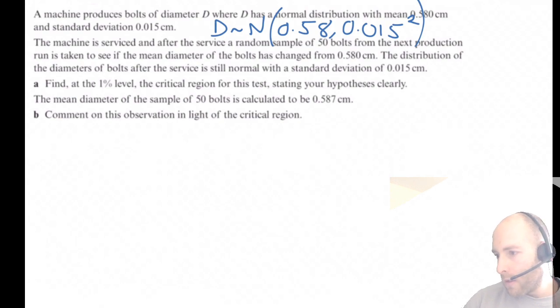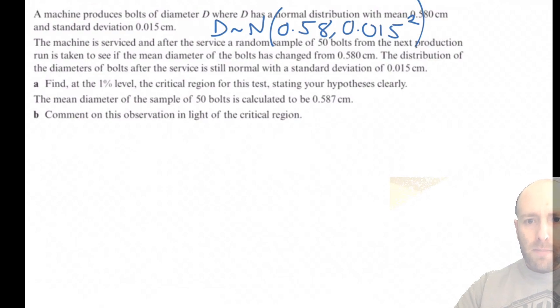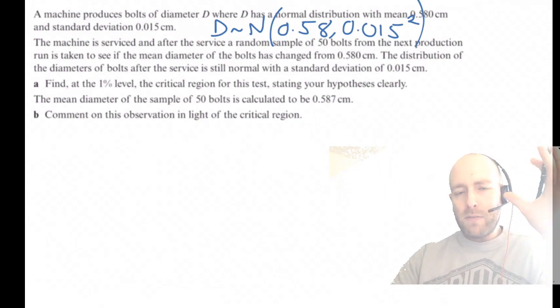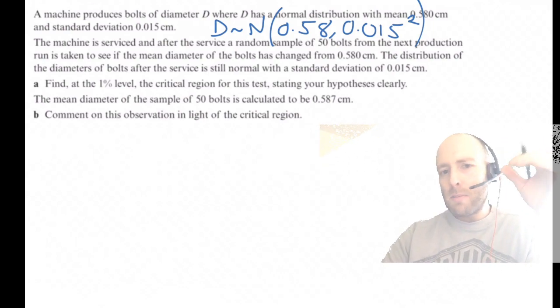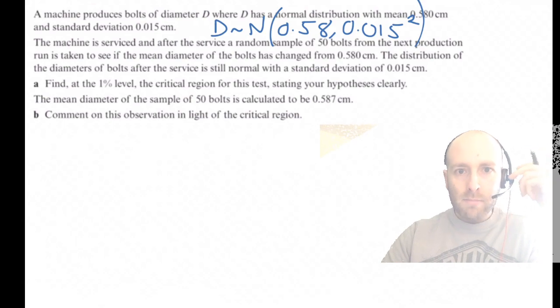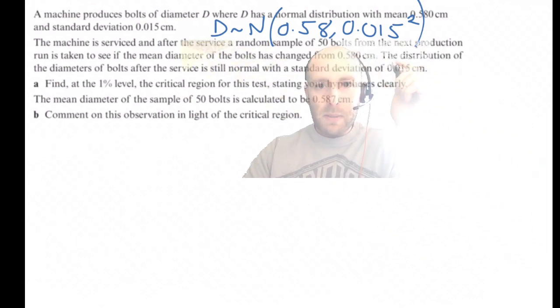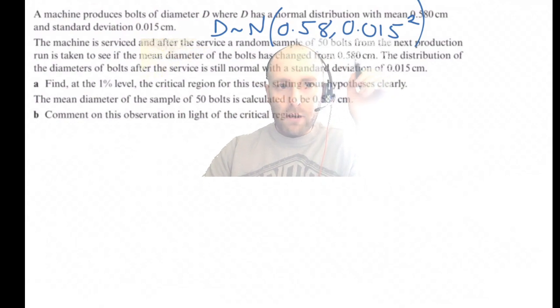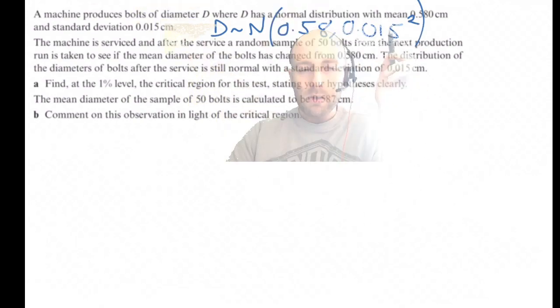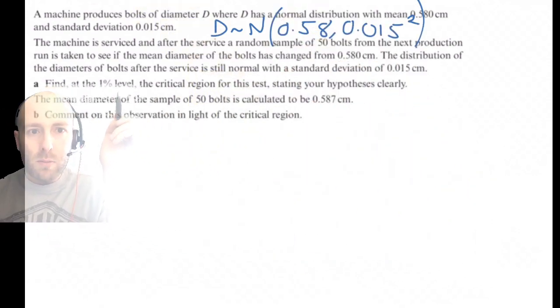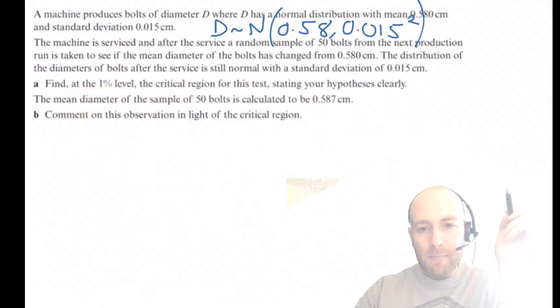So to do this one then, we need to find the critical region. You've got this machine making bolts, which is then serviced. They've taken a sample of 50 bolts to find the mean to see if the mean has changed. Because if the mean has changed, their machine is no longer making the bolts correct. So we're trying to test whether the mean has changed from 0.580. The distribution of bolts after the service is still normal and has a standard deviation of 0.015, so the standard deviation is the same. We're going to do a test at the 1% level, stating our hypotheses clearly.